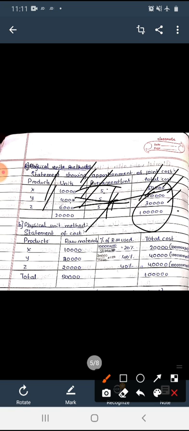Okay. See the statement of cost, how to find out. Products X, Y, Z. Under the physical unit method you have to use the raw material units. Under the first method we used the output, but under this, on the basis of the physical units, we have to use the raw material used. Now under X, Y, Z raw material used is 10,000, 20,000 and 20,000. Next, percentage of raw material used.